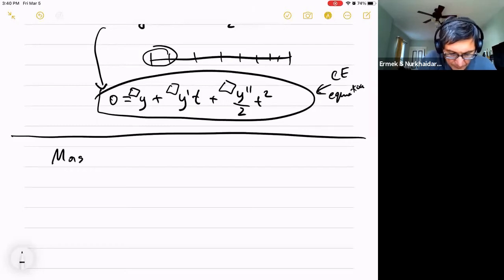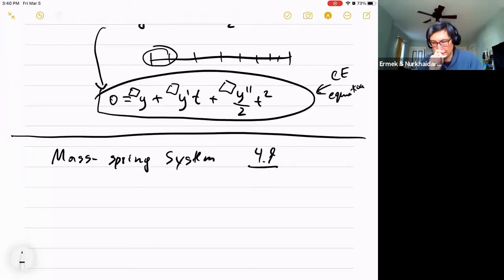Mass spring system. So you recall what is going on.